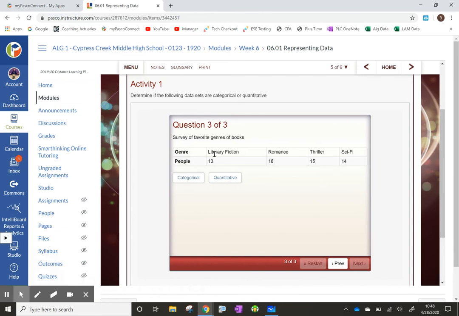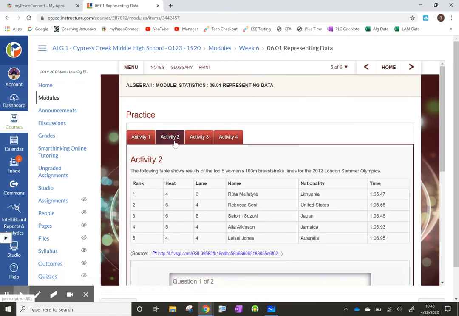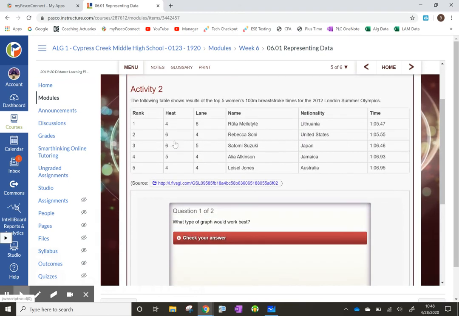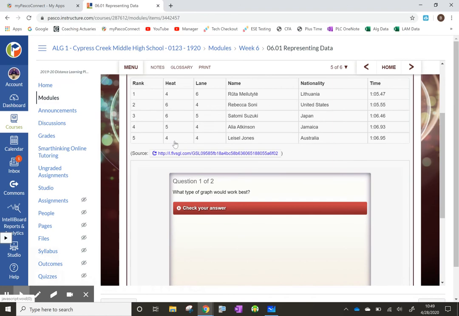And then the last one, again, simple enough. You can see that this is genre. This is categories. These are not ranges of values. So this is categorical again. So not too tricky. Activity 2, what is this asking us to do?